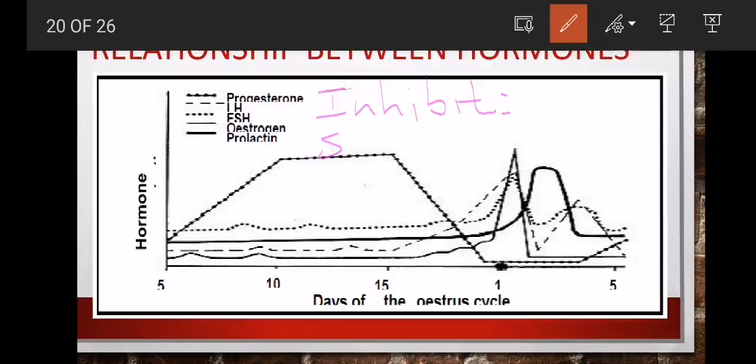But when we talk about stimulate, it means if one hormone is being secreted, the other hormone will be secreted too. So there are two terms that I want you to understand here.